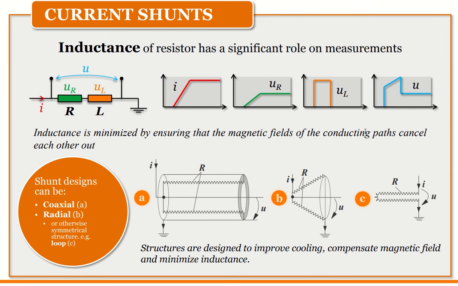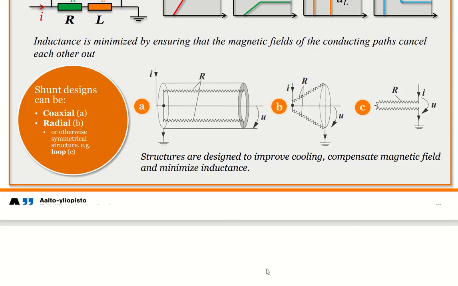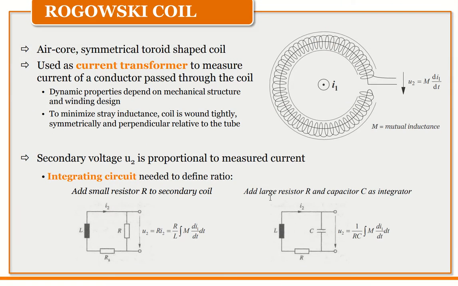So this one is the current shunt. The inductance of the resistor has a significant role in the measurement. This shunt type here has a structure designed to improve cooling, compensate the magnetic field, and minimize the inductance. And this one is the construction of the Rogowski coil. It has a winding here.